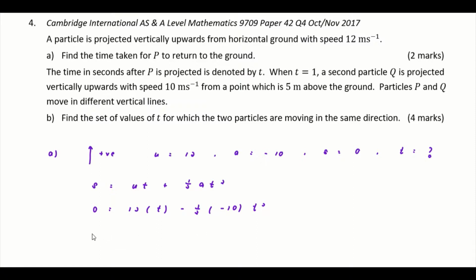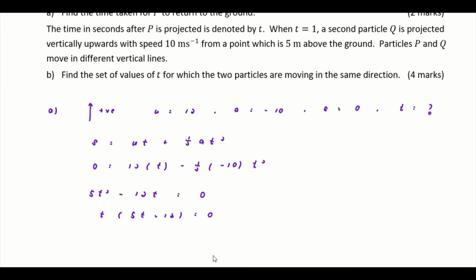So I will have 5T squared minus 12T equals 0. So it's a quadratic also. So take out T, then I have T times 5T minus 12. So I'll be able to get my answer, which is T equals 0 or T equals 2.4.